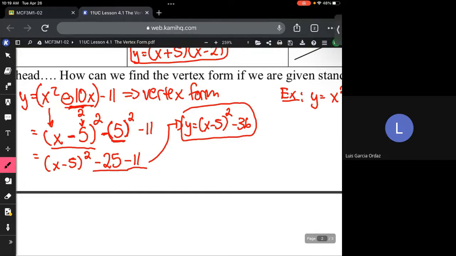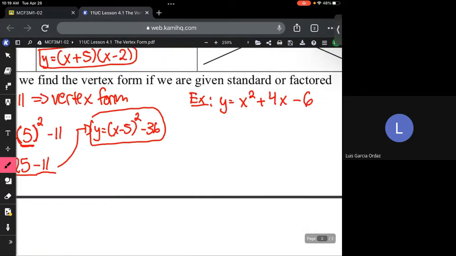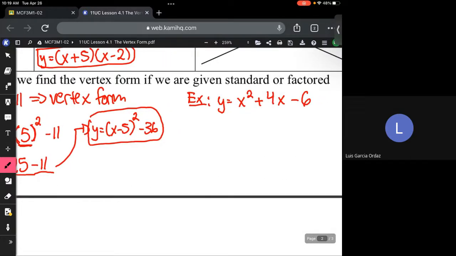Okay, so our next example is y is equal to x squared plus 4x minus 6. So again, we're going to box off the first two terms. What is my bracket going to have, Emma? X plus 2. Okay, and what's going to be on top of my bracket? Squared. And then remember that minus comes outside of the bracket. So what did we get when we took 4 and divided it by 2? What was 4 divided by 2? 2.